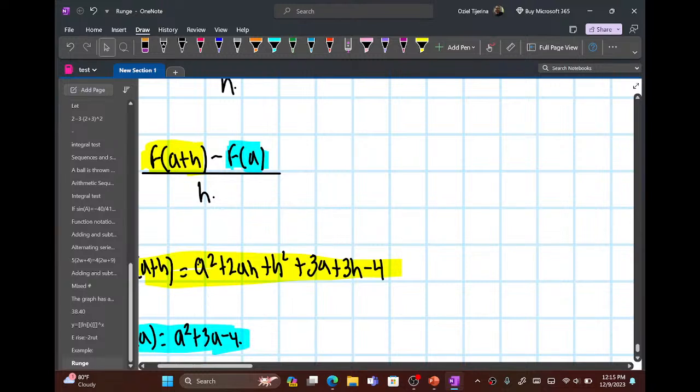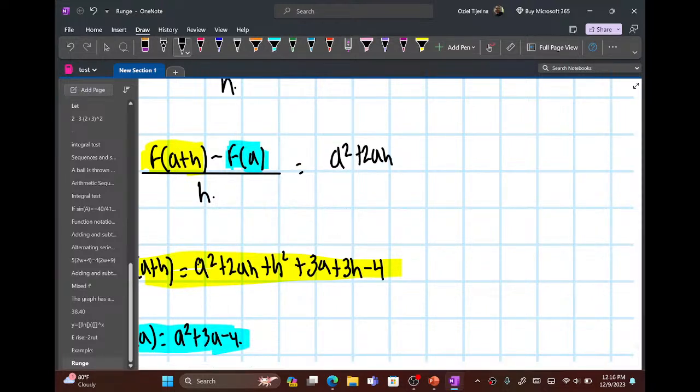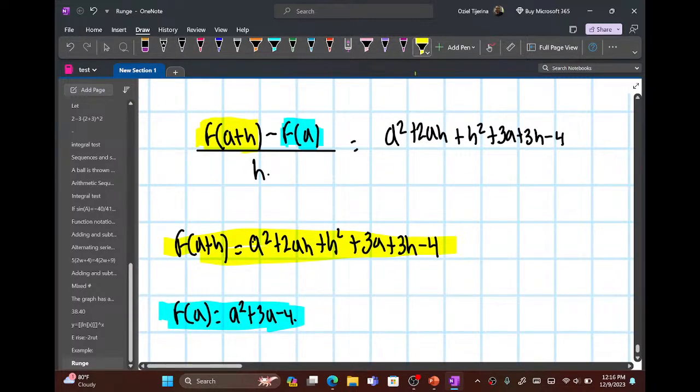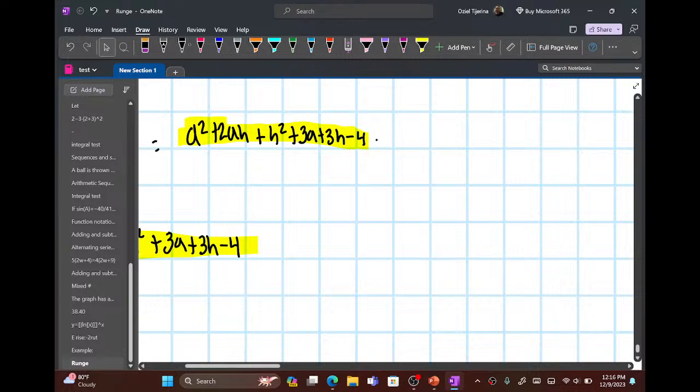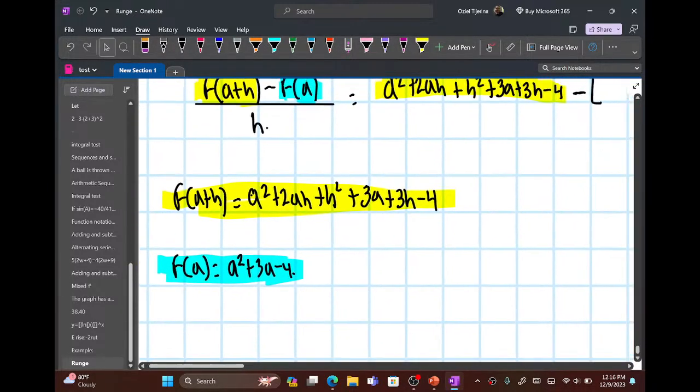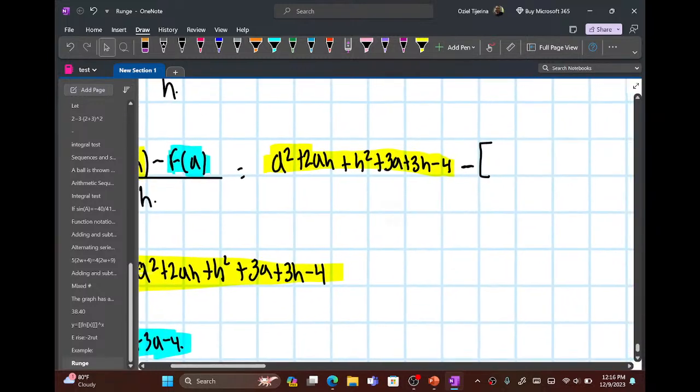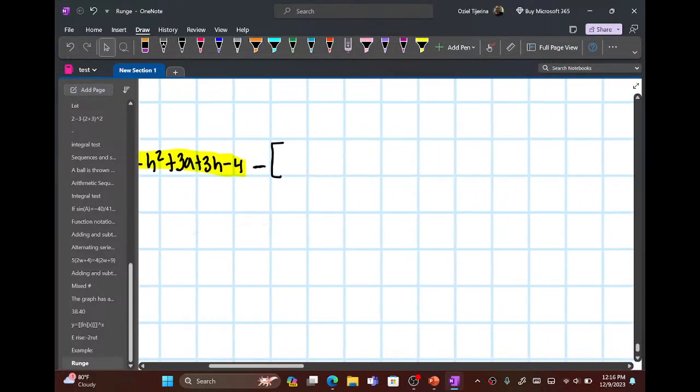So really, this is going to be the following. A squared plus 2ah plus h squared plus 3a plus 3h minus 4. That is that first part of f of a plus h. Now, when you do the minus, put either brackets or parentheses because we are going to distribute that minus all the way through f of a. So we're going to put minus the quantity, a squared plus 3a minus 4.